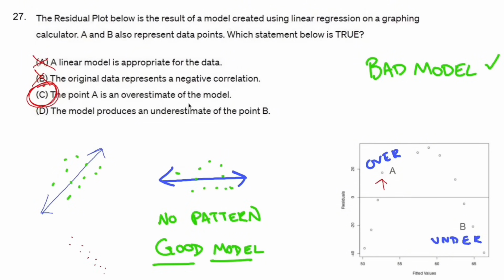Now, if you're looking at this and saying, whoa, I see that word right there. How can the answer be C? Watch the words. The model produces an underestimate of the point B. Our words are backwards. The model is up here. B is down there. So it's not saying B is an underestimate of the model. It's saying the model is an underestimate of B. It's backwards. The model lives above B. So the model overestimates B, not underestimates B.